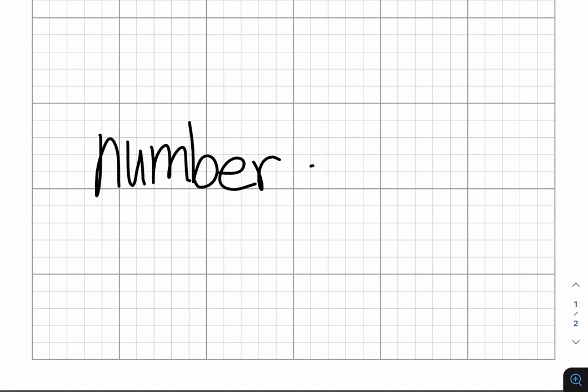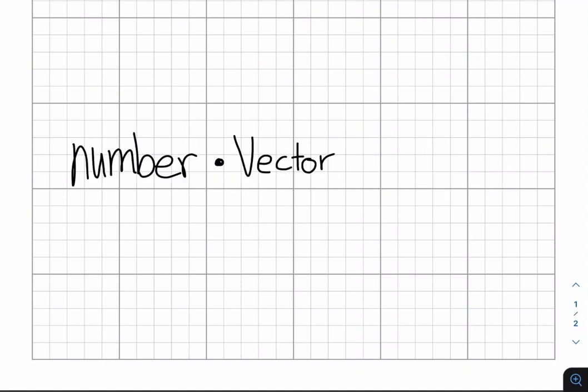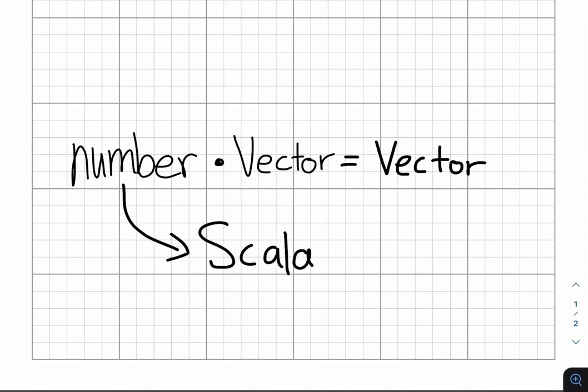Scalar multiplication is multiplying a vector by a number. You might be thinking, how is that possible? Well, the result of multiplying a vector by a number is another vector, but it has been scaled by the number. As such, these numbers are called scalars, and I'll be referring to them as such in the future.